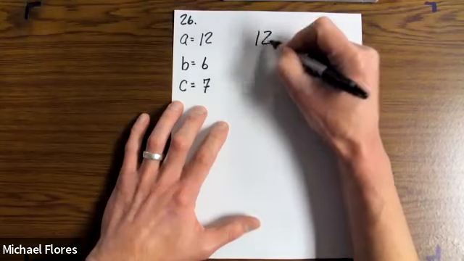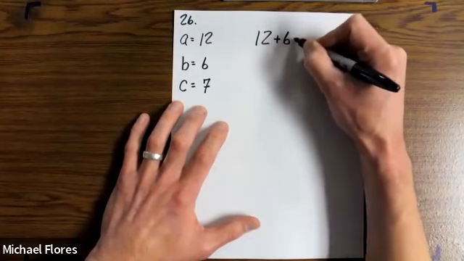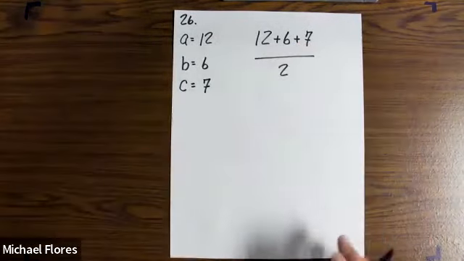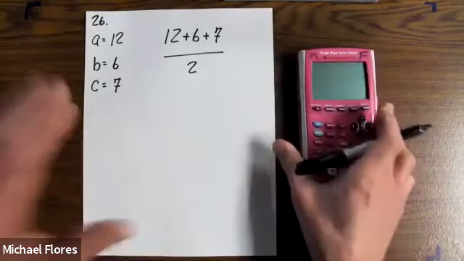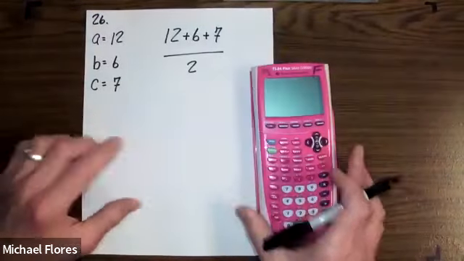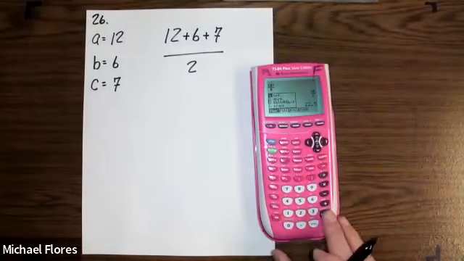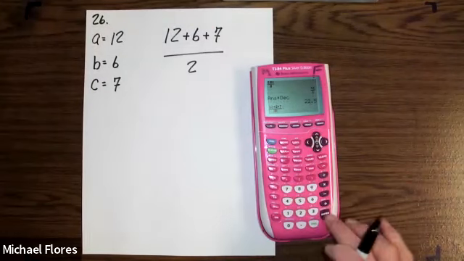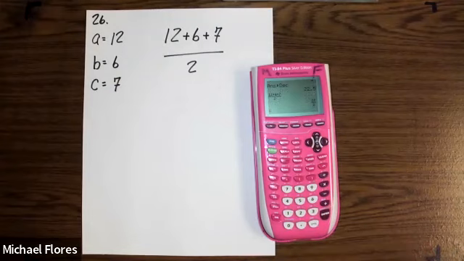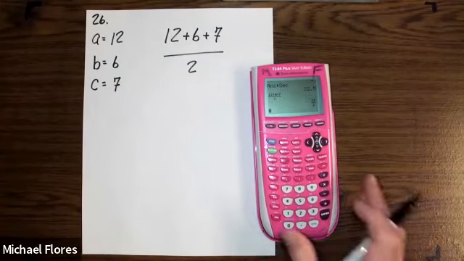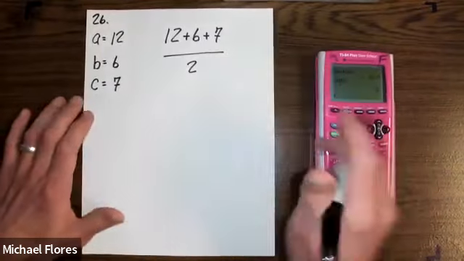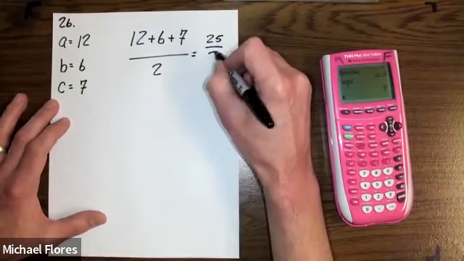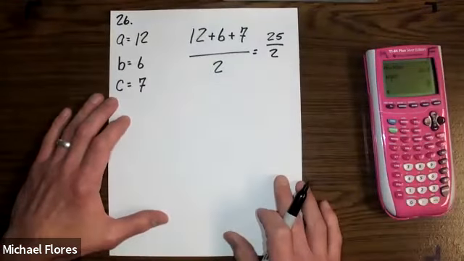and 6 and 7, and then divide all of that by 2. Alpha y equals enter. Okay, I have 25/2. You can leave it as a fraction. You can convert it to a decimal. It doesn't matter. So that is 25/2. Okay, we've taken care of the first part of Heron's formula.